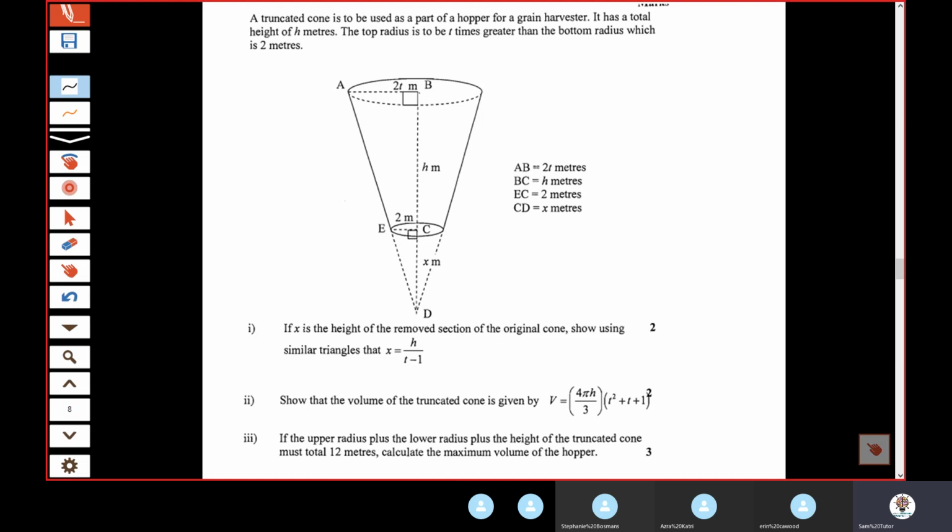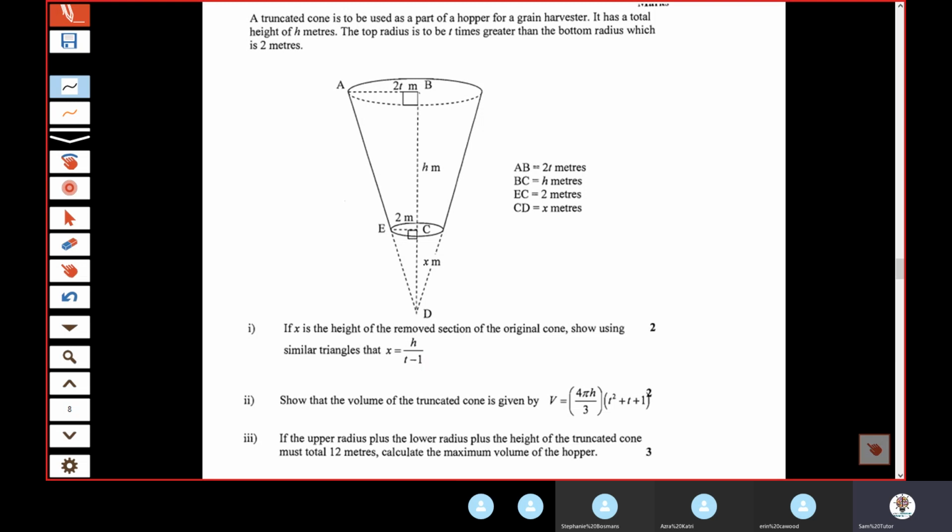If x is the height of the removed section of the original cone, show using similar triangles that x equals h on t minus 1. Technically, similar triangles is out of the syllabus. I've got to say technically because it can only be asked in this part of the syllabus. Everything else it won't be asked. So it's allowed just this.